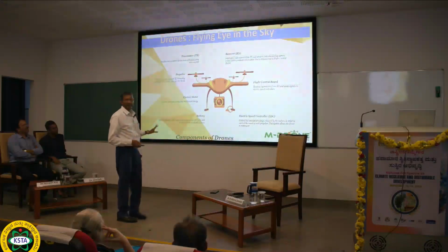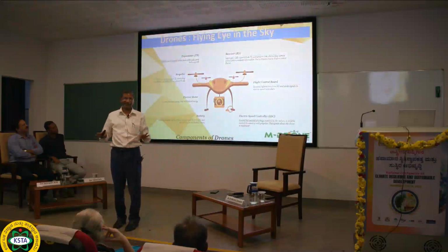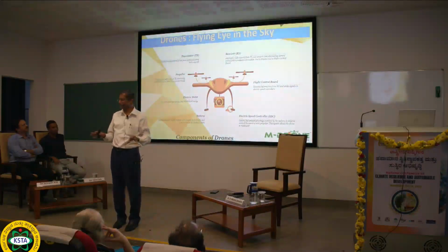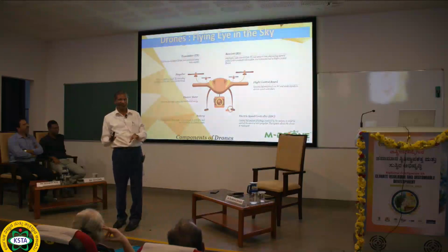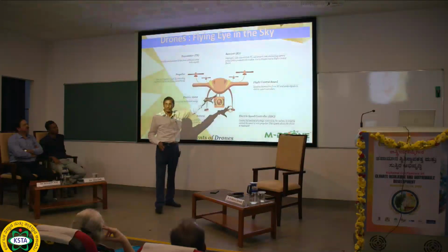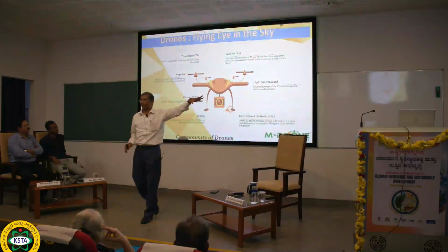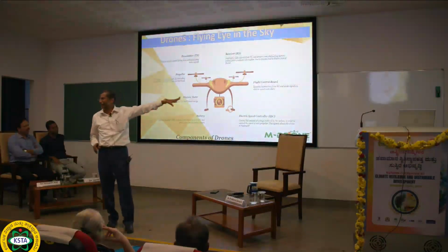Like a satellite, it has various components for flying. It is like an aircraft, a miniature aircraft. That's why it is called an unmanned aerial system or unmanned aircraft system. It will have most of the structures and the principles of aerodynamics, which I will not get into because I have to come to climate change.